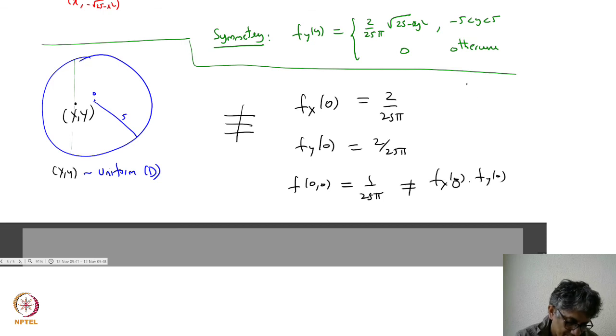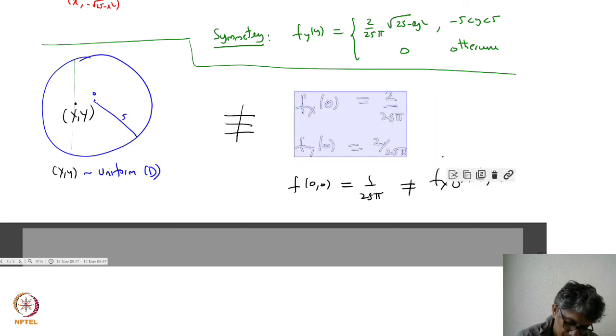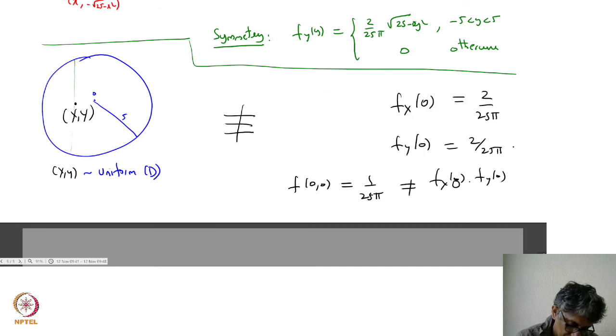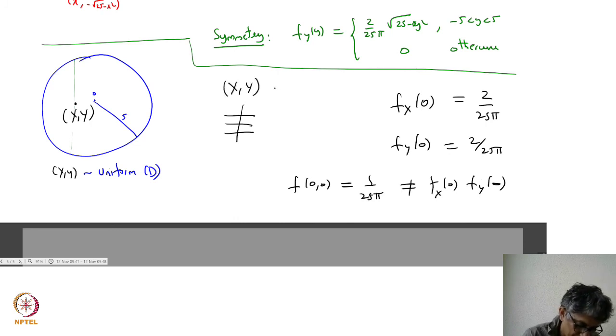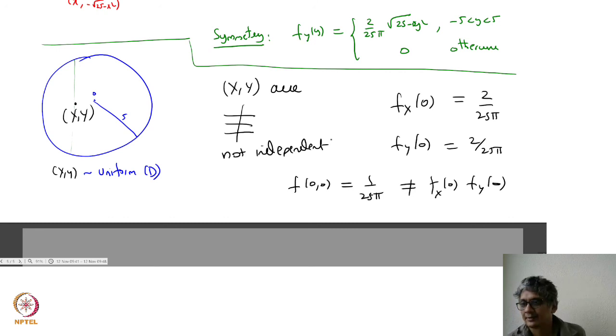So let me add it up here. So here we move this across. So here you say x and y are not independent. Excellent. Well done.